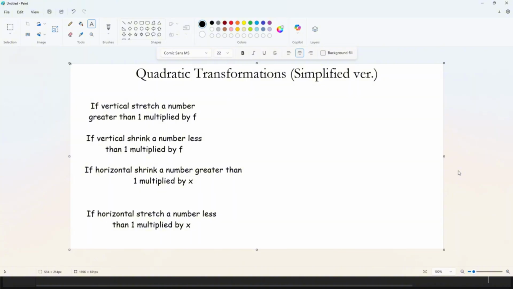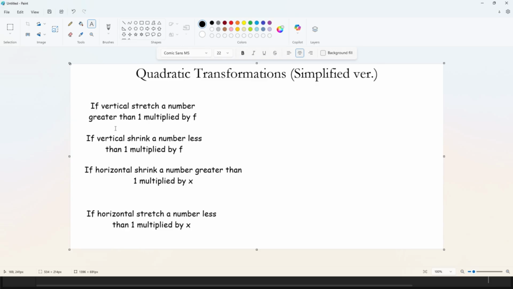Now, to close off our video, we'll go over the tips and tricks for our vertical stretches, vertical shrinks, horizontal shrinks, and horizontal stretches, and how we can identify them. As for vertical stretch, a number greater than 1 is multiplied by f. So, a number greater than 1 is 2. Now, if we see that a function, compared to its parent function, has its y values being multiplied by 2, then it's a vertical stretch.